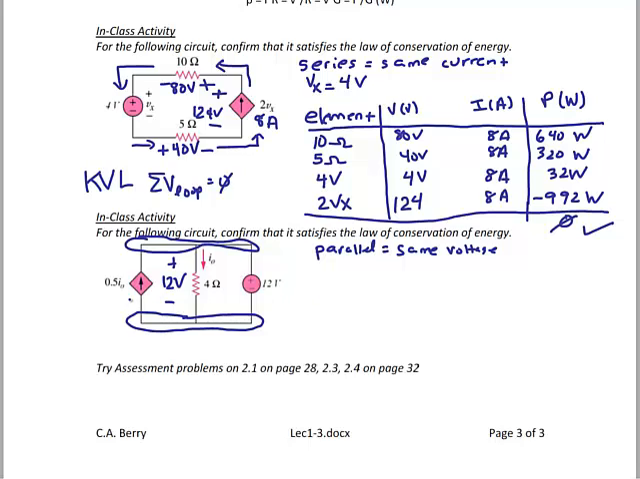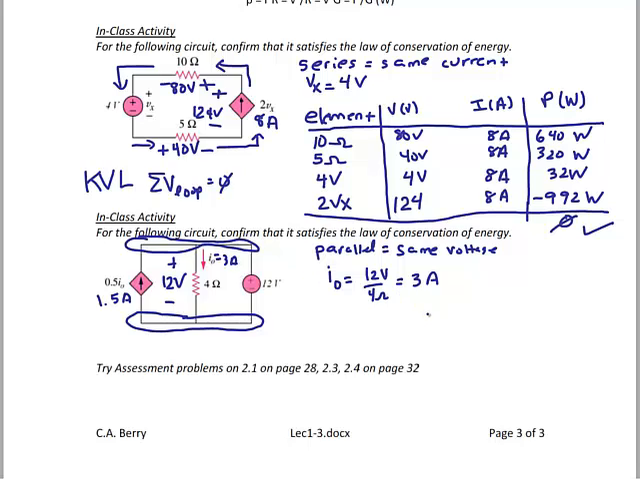We have a current-controlled current source that's 0.5 I naught, and the controlling variable over here is I naught. We can use Ohm's law to find I naught, which is 12 volts divided by 4 ohms, which equals 3 amps. So now that I know the current down through the 4 ohm resistor is 3 amps, I know that my dependent current source must be 0.5 I naught, or 1.5 amps.